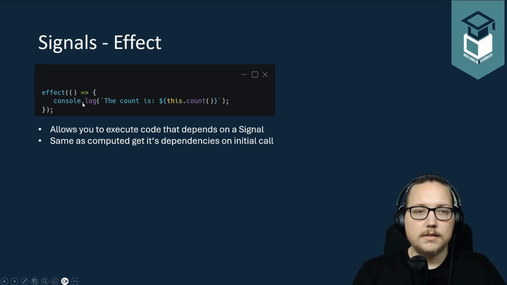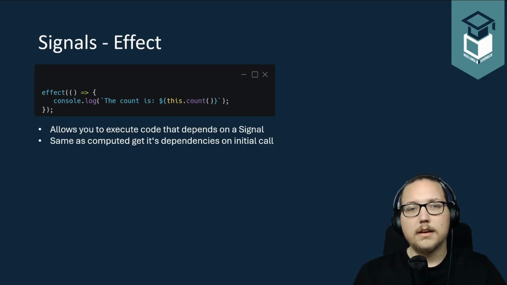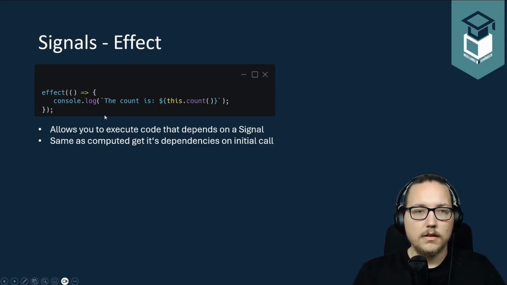And here you see that we have a console log, and this one logs if the signal count changes. That means the effect knows, same as the computed, that if the dependencies that get called on the initial call change, it will call the effect again. In that example, each time the count changes, it will make a console log that says the count is, and then the number. Okay.